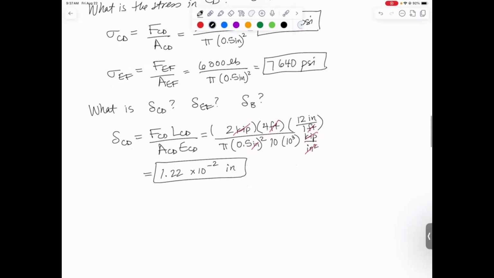Let's do EF. Actually, we can save ourselves some time with EF. Delta EF is just 3 times delta CD. So that will be 3.67 times 10 to the minus 2 inches.